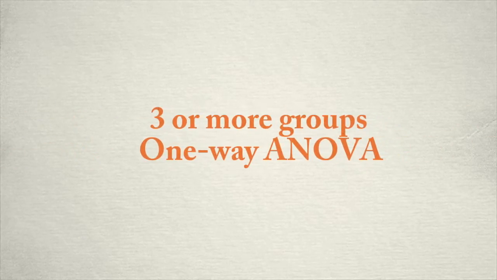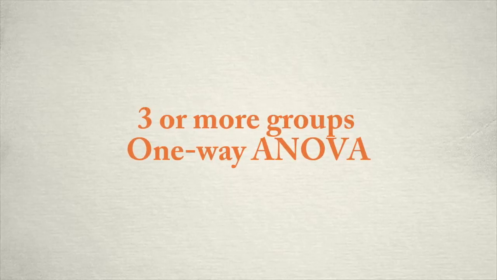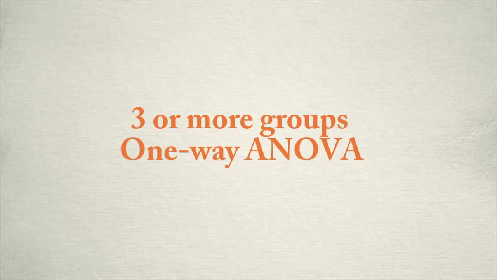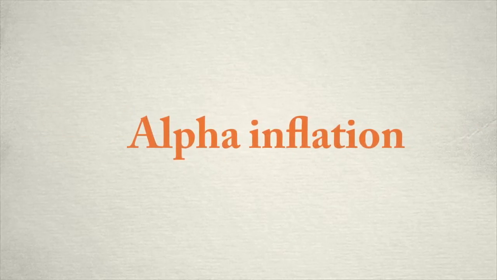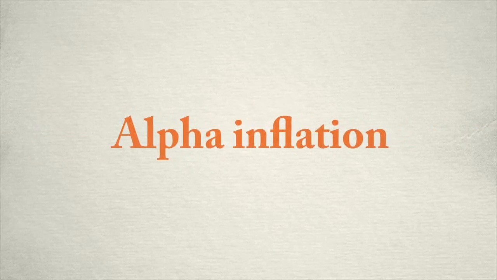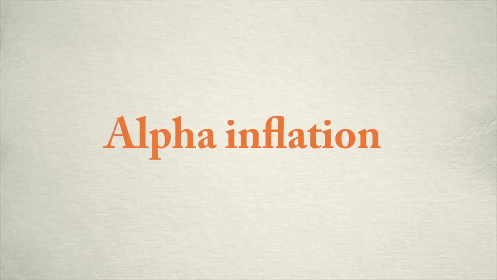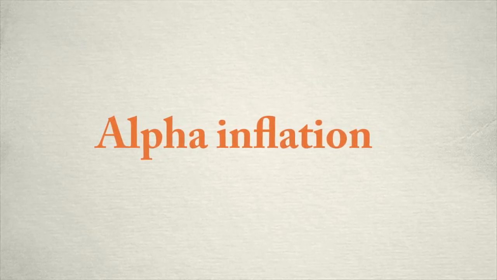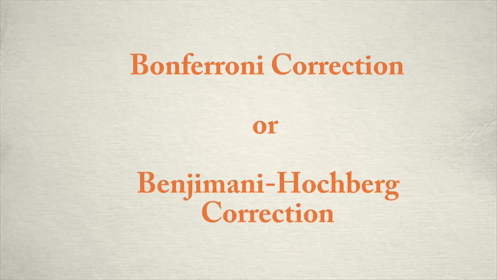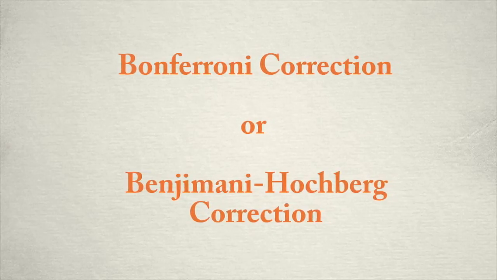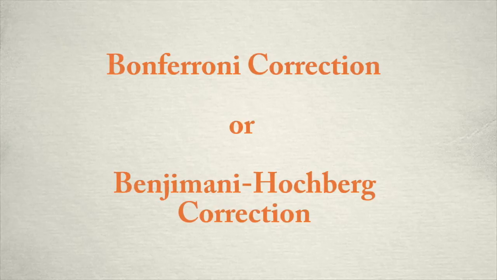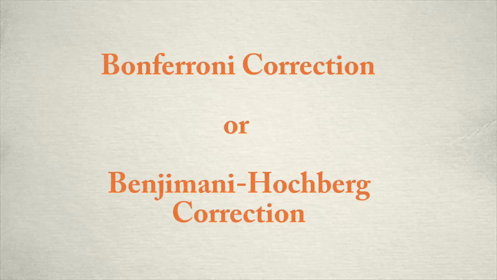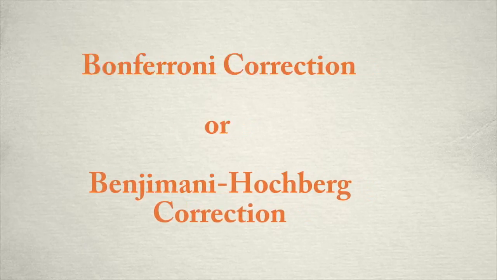Importantly, if you end up in a situation where you're comparing 3 or more groups, use a one-way ANOVA. Do not do a whole bunch of t-tests. Doing multiple t-tests actually leads to an issue called alpha inflation. Please don't alpha inflate. It's bad. If you absolutely must run multiple t-tests, you should correct for multiple comparisons using something like a Bonferroni correction or a Benjamini-Hochberg correction. Links to online calculators in the description.